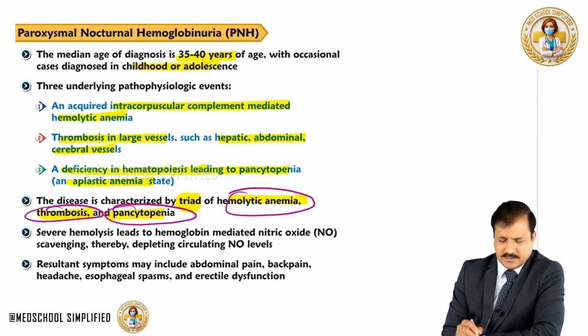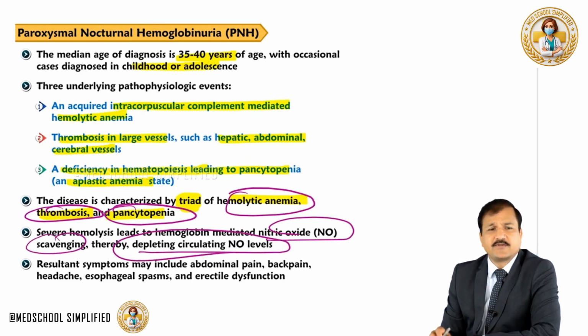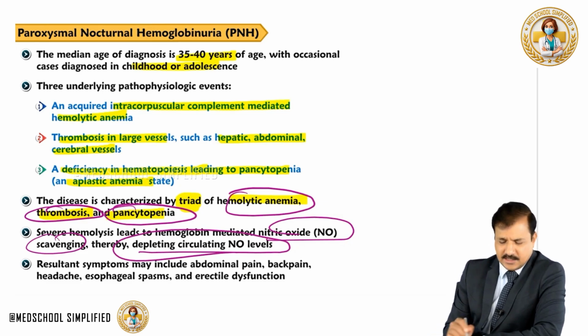So severe hemolysis leads to hemoglobin mediated nitric oxide scavenging, thereby depletion of circulating nitric oxide levels, and that leads to symptoms which include abdominal pain, back pain, headache, esophageal spasms and erectile dysfunction.